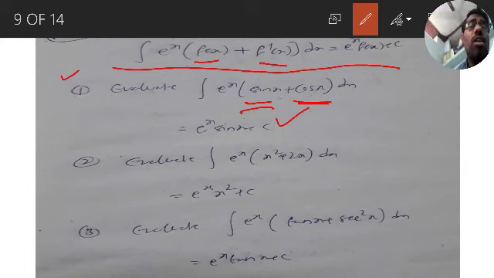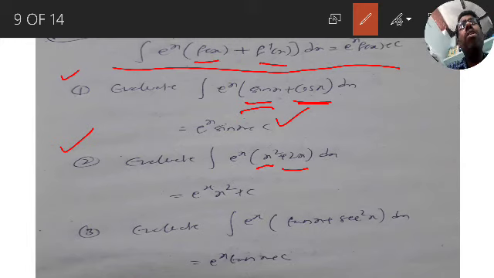Now the second problem: evaluate the integration of e^x (x² + 2x) dx. Now x² is a function and its derivative is 2x. So it is of the form integration e^x into function plus its derivative. The answer is e^x into the function plus c.